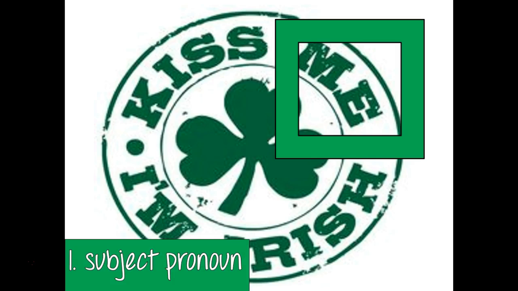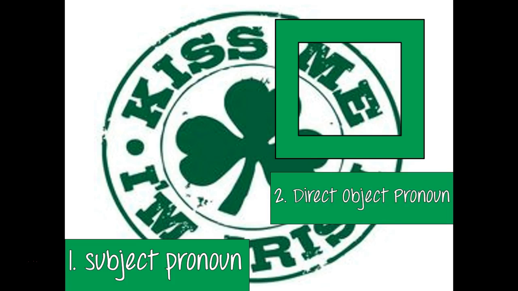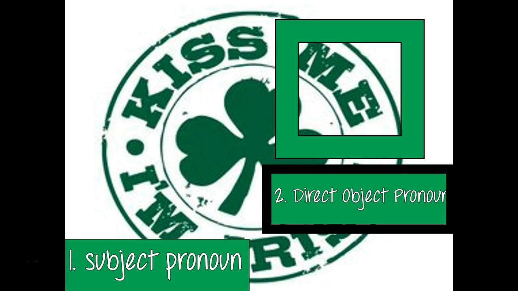So, to clarify, we do have different pronouns that we already know. We know subject pronouns. Those are the ones that you find in the verb box. Yo, tú, él, ella, usted, nosotros, ellos, ellas, and ustedes. Those are subject pronouns. They help us determine what form of the verb we need. We are not talking about subject pronouns. We're talking about direct object pronouns.